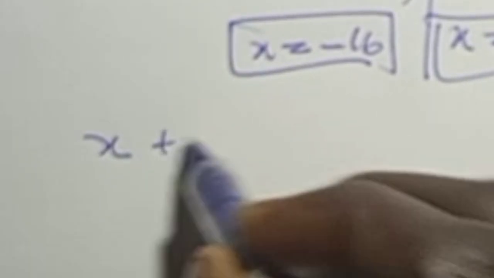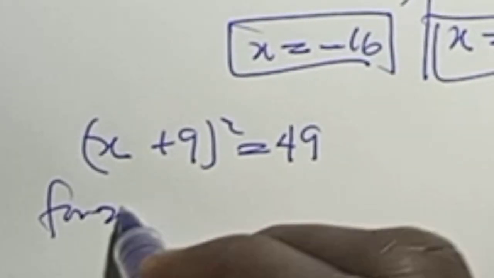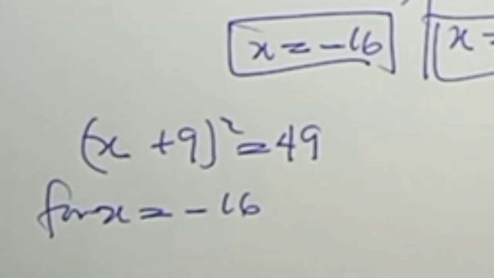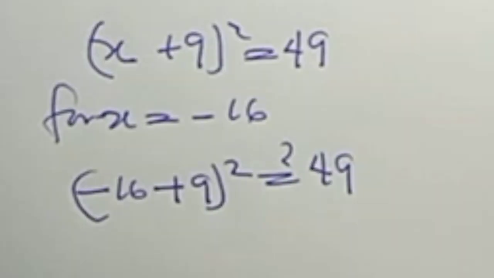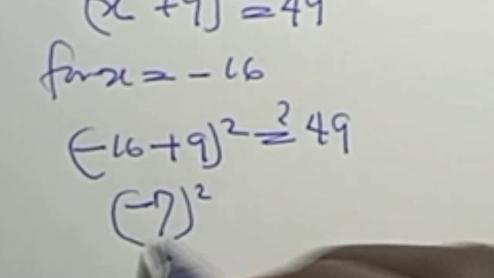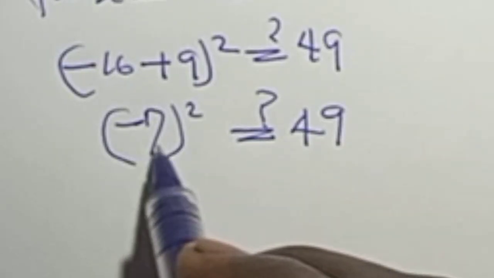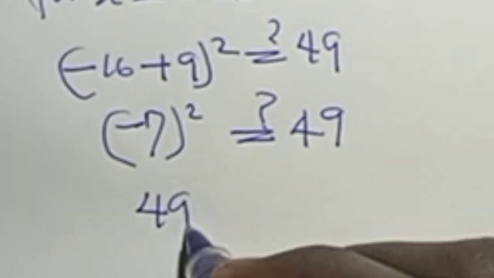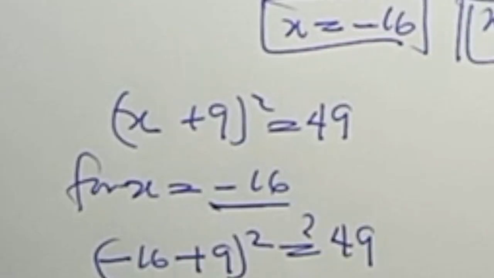So here, our original equation is s plus 9 to the power of 2 equals 49. So for s equals minus 16, here we have minus 16 plus 9 to the power of 2. Can this be equal to 49? But minus 16 plus 9, that is minus 7 to the power of 2. We want to verify if this is equal to 49. Of course, minus 7 squared is 49, is equal to 49. So it's true for s equals minus 16.